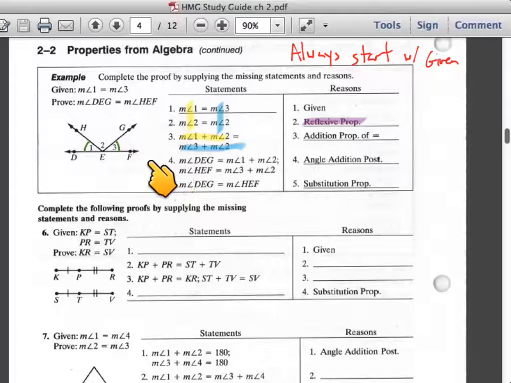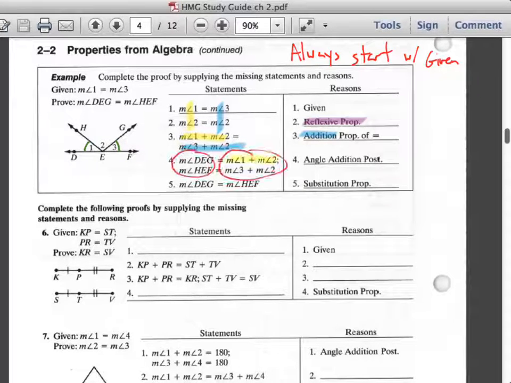Now, for this one, we have to introduce this phrase here, the measure of angle DEG. Where is that in the diagram? Angle DEG is the sum of angle 1 and angle 2. So that's where this comes from. What allows us to say that measure angle 1 plus measure angle 2 is equal to measure angle DEG is the angle addition postulate. At the same time, we can do the same thing for HEF. Angle HEF is measure angle 2 plus measure angle 3. And that shows up there, both of that.